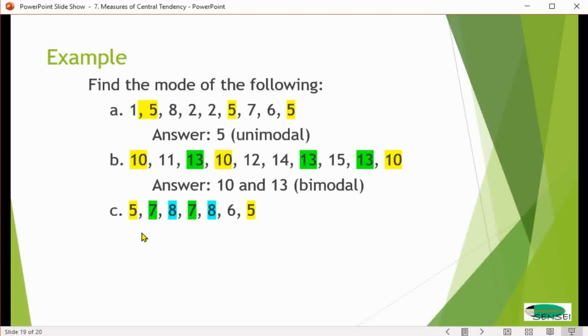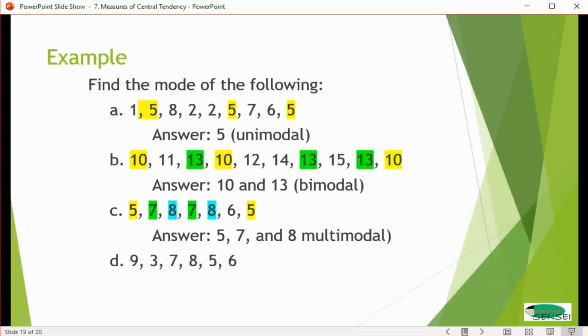Just like this. There are three numbers repeated in the same manner. So 5, 7, and 8 are repeated twice. That means 5, 7, and 8 are modes in the multimodal. The last example, on the other hand, is what we consider as no mode because there is no repeating number in the distribution. So that's also one of the risks in the calculations when there's no mode in the distribution. So we cannot just simply use mode in those times.